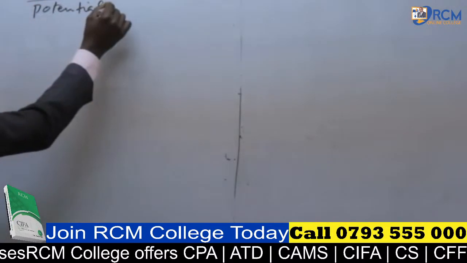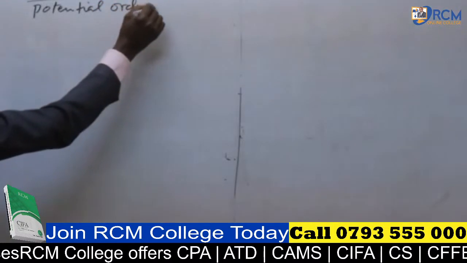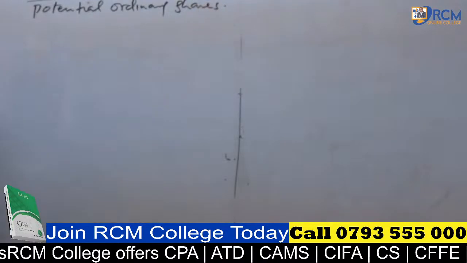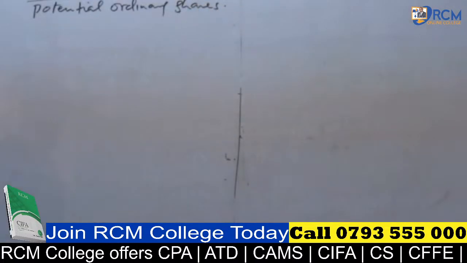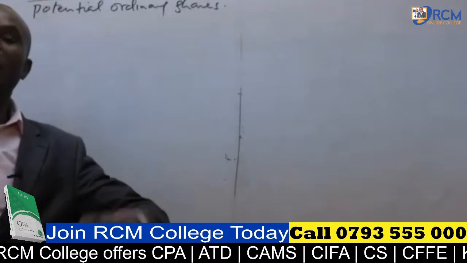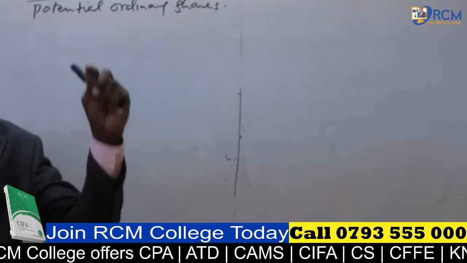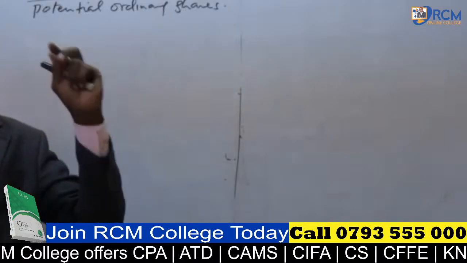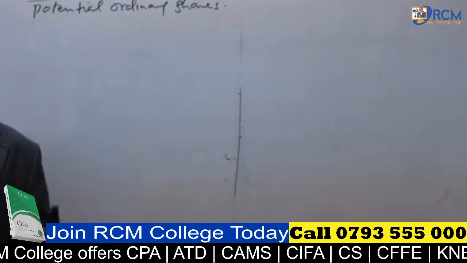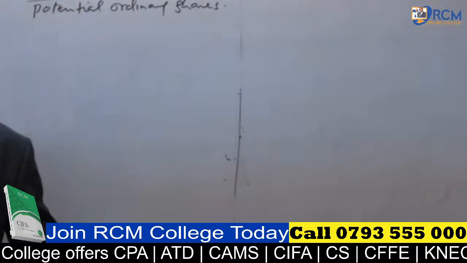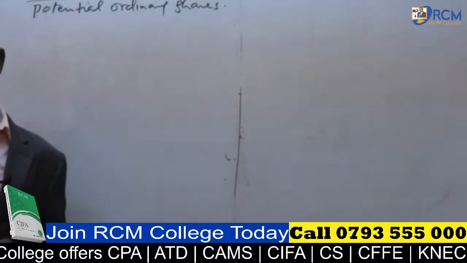We identify potential ordinary shares. What are potential ordinary shares? Shares that we have not converted or issued during the year. Those are potential, where you see that this is still a debenture, this is still a stock option, this is still a preference share. Then in the future, they will convert. We call them potential ordinary shares.